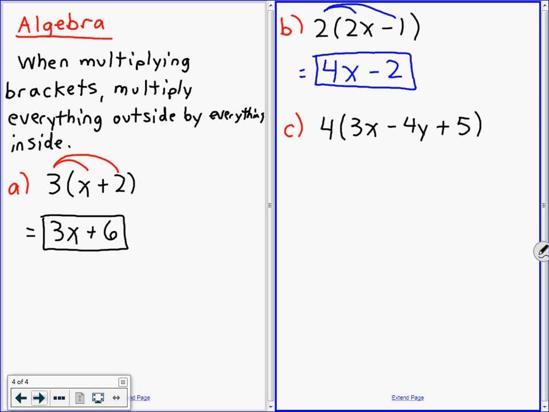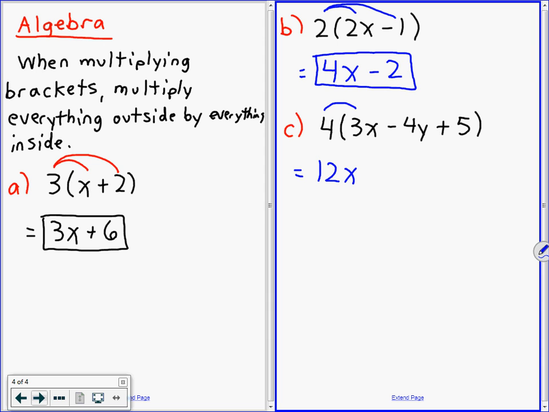Okay? Now this one looks terrifying. But it's going to be the same way that we did before. That 4 is going to hit all 3 of the things inside the brackets. Okay? Now, the bravest person in this class, which is Isabel, is going to be brave and do the first part for me. Don't do the whole thing. Just handle the first part. 4 times 3x is 12x. Very good. So you see what we did there? The first times the first. 4 times 3 is 12x.